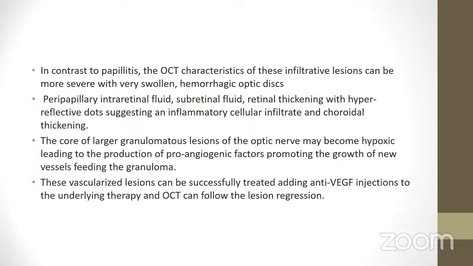Peripapillary intraretinal fluid and subretinal fluid, retinal thickening with hyperreflective dots, suggesting an inflammatory cellular infiltrate and choroidal thickening. The core of a larger granulomatous lesion of the optic nerve may become hypoxic, leading to production of pro-angiogenic factors promoting the growth of new vessels feeding the granulomas. These vascularized lesions can be successfully treated by adding anti-VEGF injections to the underlying therapy, and OCT can follow the lesion regression. In fact, we know from the new articles that have come that granulomas not only on the optic nerve head but also TB granulomas have been shown to respond to anti-VEGF injection.